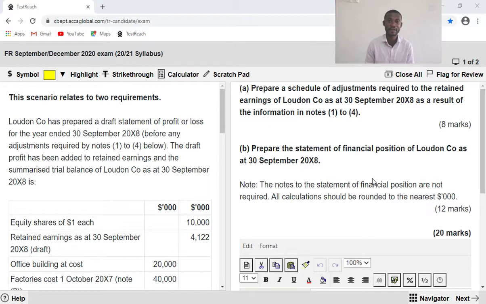My name is Adam. In this video, we'll be looking at the September-December sample question, which is available on the ACCA practice platform. And the question is question number one, call it question number 31. We want to look at requirement A, adjustment for retained earnings as at 30 September X8, and then also preparation of the statement of financial position as at 30 September X8.